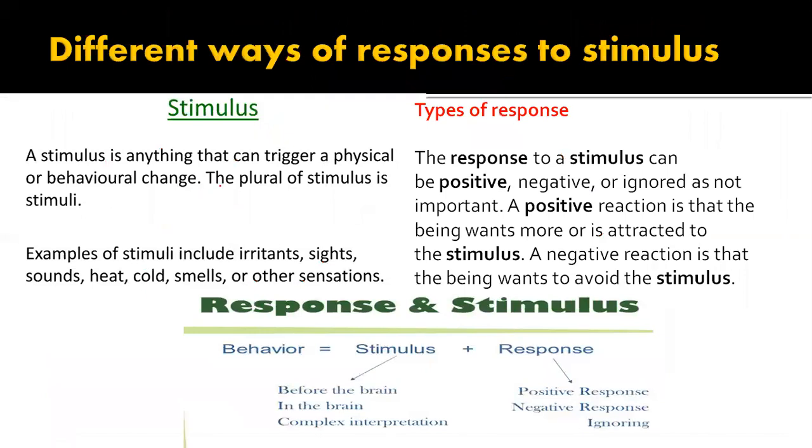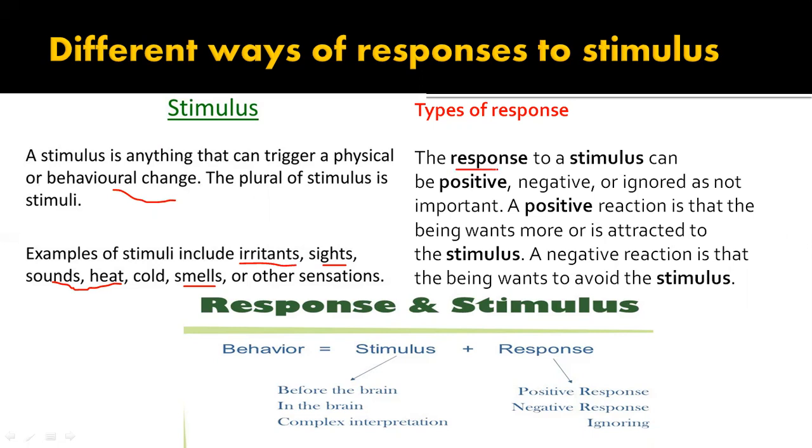A stimulus can be anything which triggers a physical or behavioral change, and the plural is definitely stimuli. Stimuli can be any type of irritants which irritate the body, postures, movement, or physiological or internal metabolic disturbance. They can also be the five senses: sight, sound, touch, smell, and other sensations like taste, heat, cold, pressure, and pain. We respond differently according to different stimuli. There are different ways of responding to a stimulus.